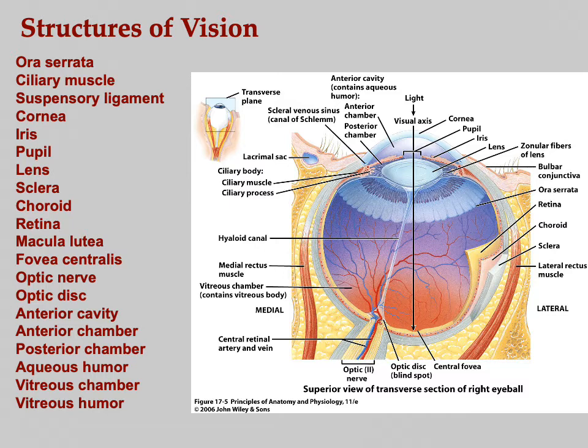The posterior chamber is just a little tiny chamber. You can see it there. It's in between the iris and the lens. That's all full of aqueous humor. Then behind the lens is the vitreous chamber, and that's full of vitreous humor. Vitreous means glass-like. So this is a sort of a jelly-like substance that stays back there.